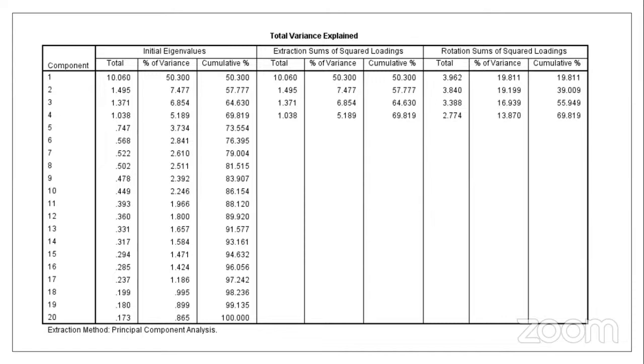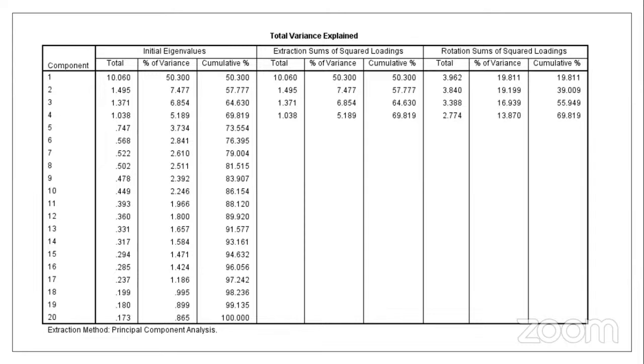You can see here component 1 has an initial eigenvalue of 10.06. Second component, initial eigenvalue 1.495. Third component, initial eigenvalue 1.37. Fourth component, initial eigenvalue 1.03. That's the initial eigenvalues that we are getting for these 4 components. You consider the fifth one, it goes below 1. So that's why it's not extracted any further. Is it clear, everyone?